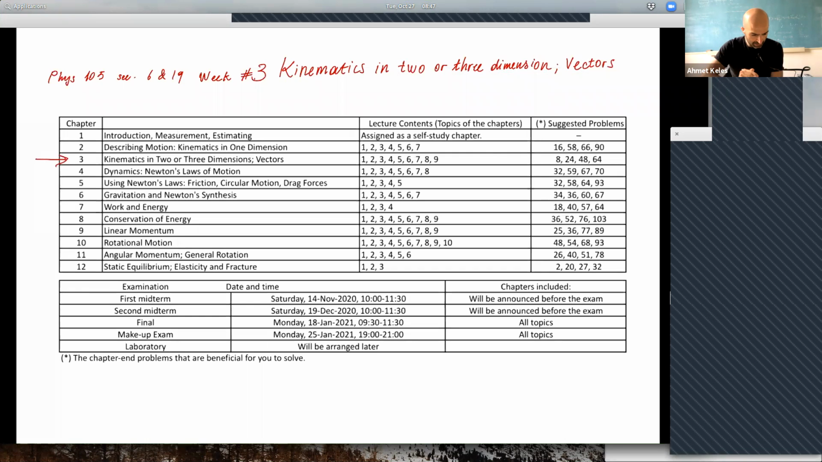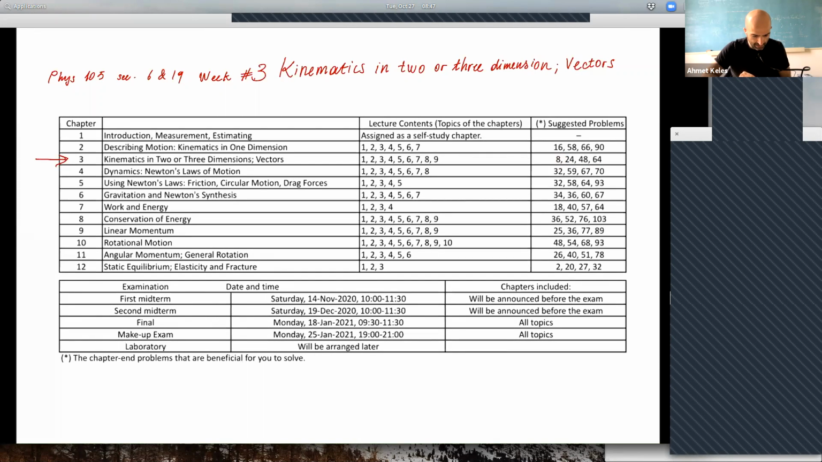This week, we'll continue with chapter 3 of Giancoli, Kinematics in 2 and 3 dimensions, and we'll describe vectors. So here's your reading assignment, if you like, and these are the suggested problems. I think I'll have time to solve these problems maybe tomorrow. If we go too quickly, I may solve one or two today.